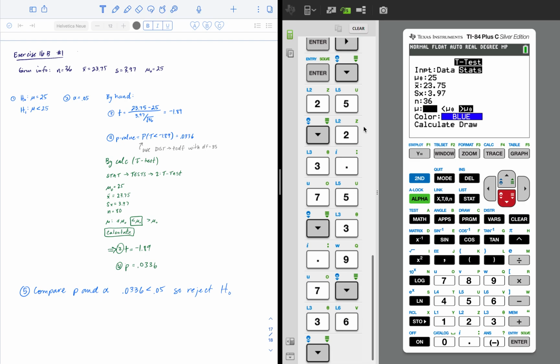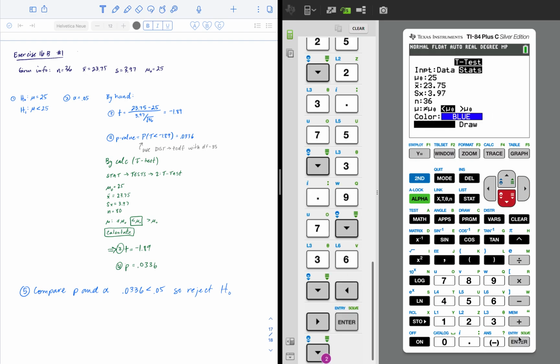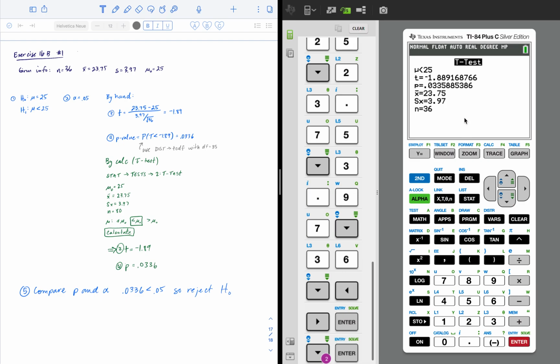We are trying to find our alternative hypothesis, that mu is less than 25, so we want to arrow over to the less than mu naught and hit enter to highlight it. And now we're going to calculate. Hit enter and calculate. And notice what those results give you: a t-value of negative 1.89, which is what we got previously by hand, and a p-value of 0.03358, etc., 0.0336.